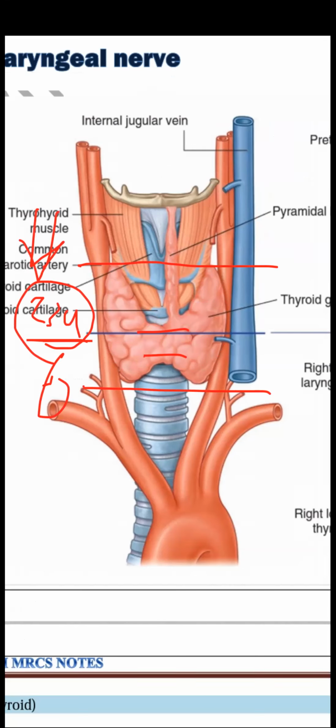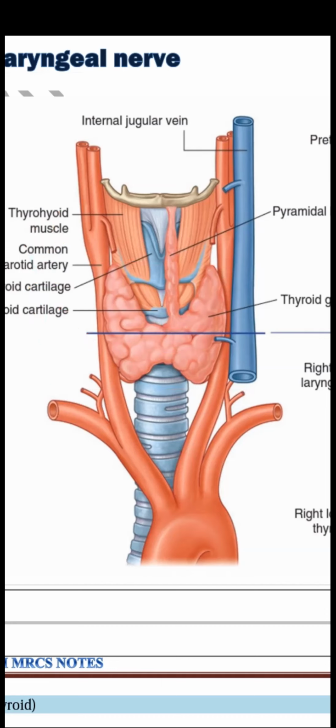Another important point: what are the relations of the thyroid? Anteromedial, first is the sternocleidomastoid passing here. Then you have the strap muscles: sternohyoid, sternothyroid, thyrohyoid. Then what about its posterior relation? Posterolateral is the carotid sheath, as you see here, with the internal jugular vein and common carotid artery.